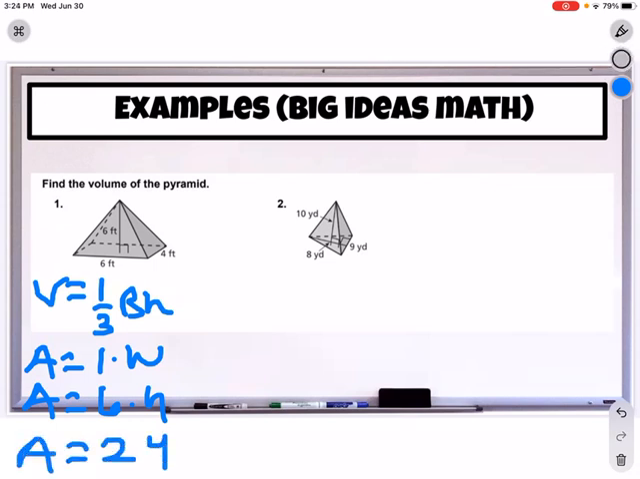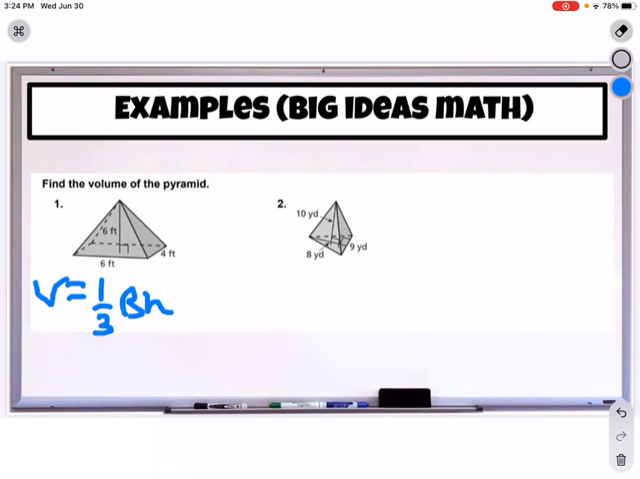We're not done with the problem yet. We only have half of our problem done. So we can rewrite our volume formula as 1/3. We just found out the base, which is 24. 1/3 times 24 times the height. The height, it's always in the middle, right here, and that is 6.